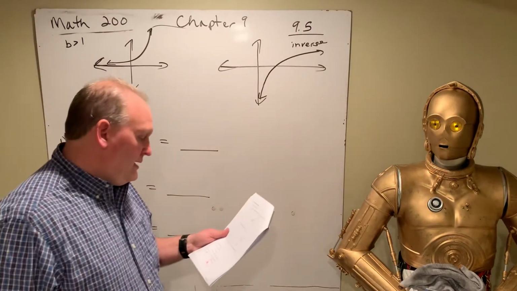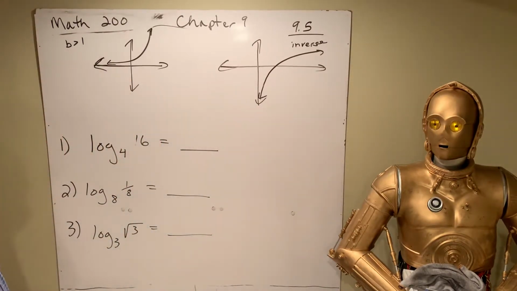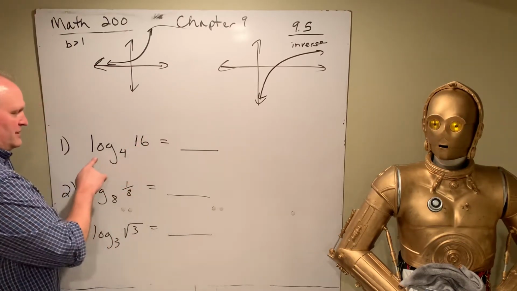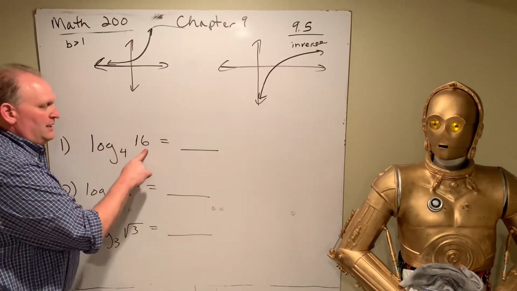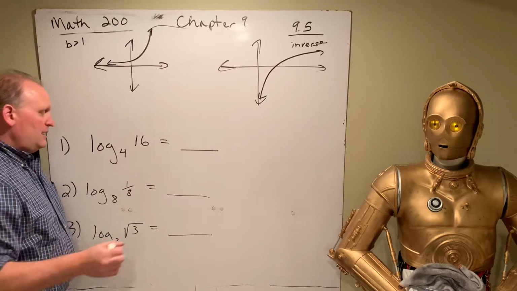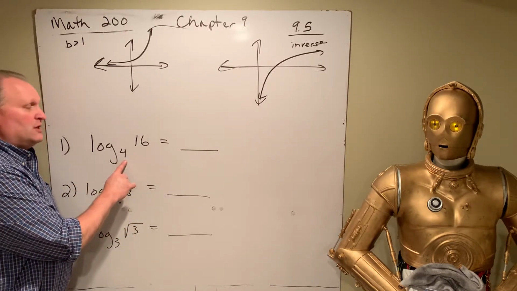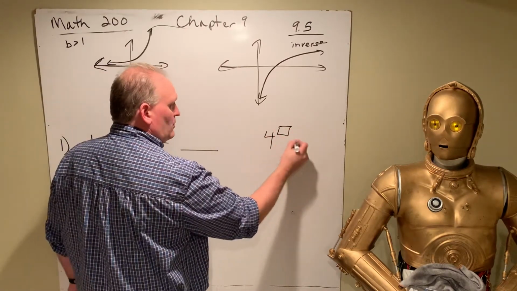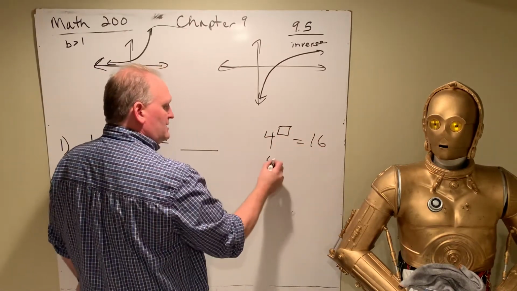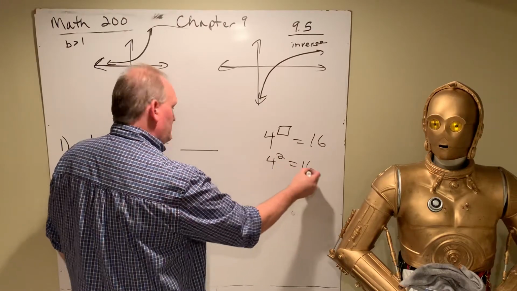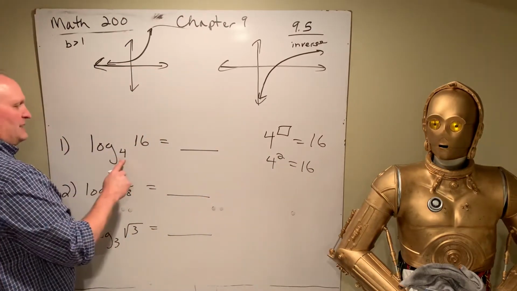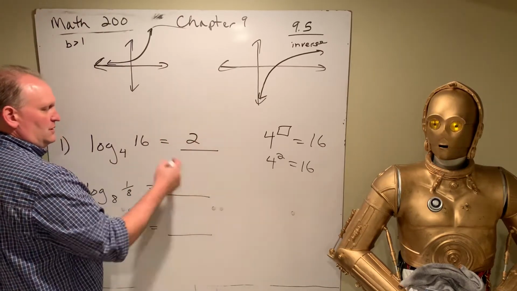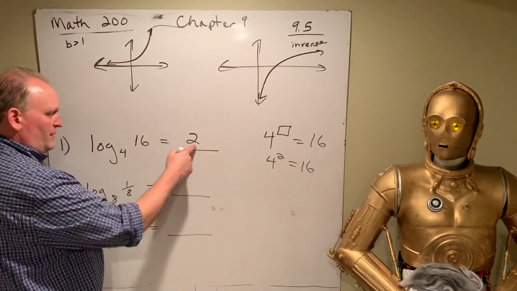All right, so let's take a look. Logs are easy. It's just a different way of writing an exponent if you think about it. This is log base 4 of 16. So what's being asked here is 4 to what power gives you 16? 4 to some power is equal to 16. Well, that's going to be squared, right? So if I take log base 4 of 16, that's just 2. The exponent is always the thing over by itself.